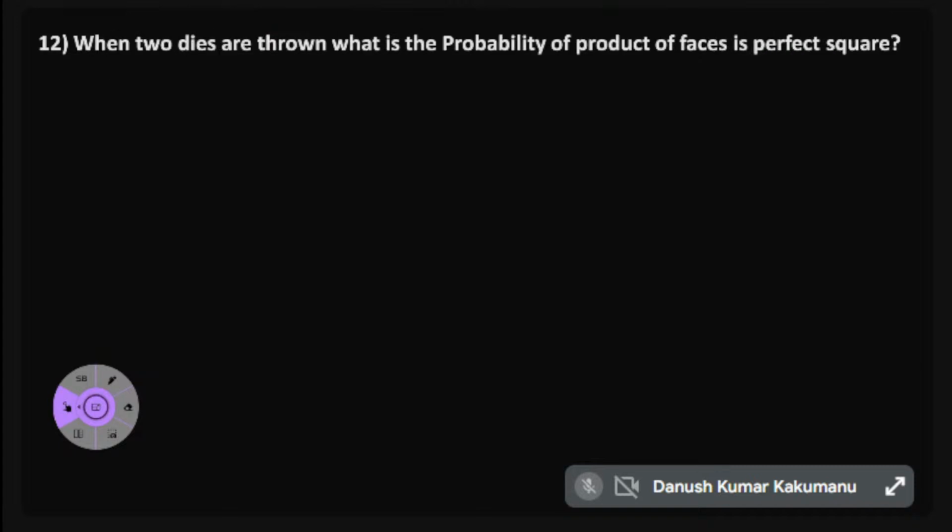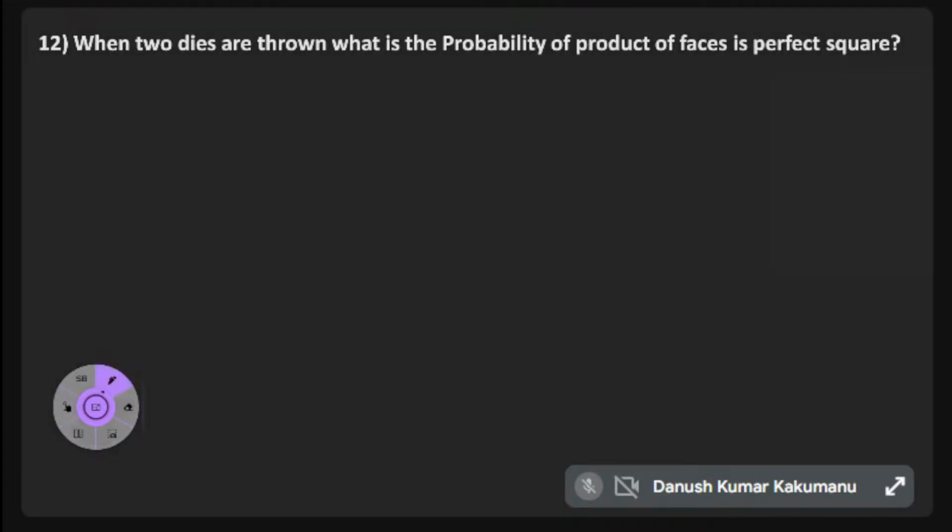When 2 dice are thrown, what is the probability that the product of faces is a perfect square? 8 by 36. We have done this also. 8 by 36 means what? 2 by 9. We have discussed this in detail. What are those? 1, 1, 2, 2, 3, 3, 4, 4, 5, 5, 6, 6, 1, 4 and 4, 1. Okay. Very good.